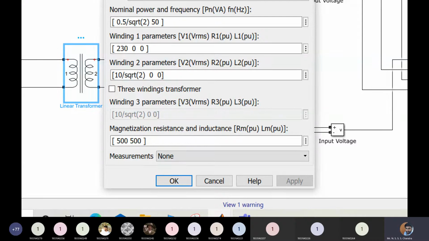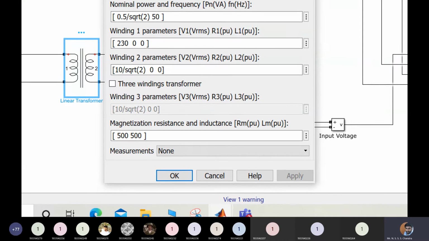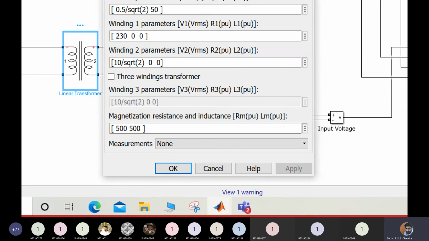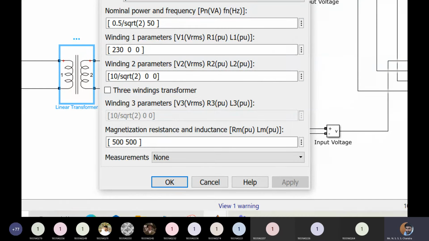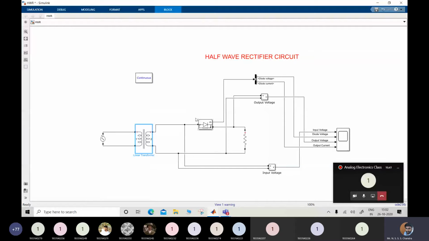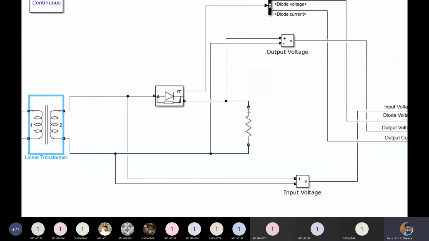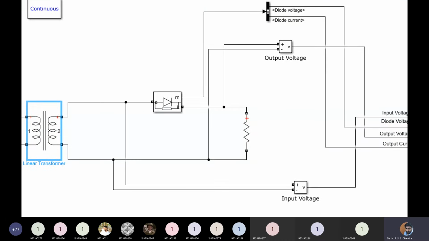In the 3 windings transformer, that option I have disabled it, because I want only one single winding on the secondary side also. I'm not changing anything about the magnetic resistance or inductances. So with this, I'll close this now. Everything else in the circuit is the same. You can see that you have a single diode in series with your load resistor.